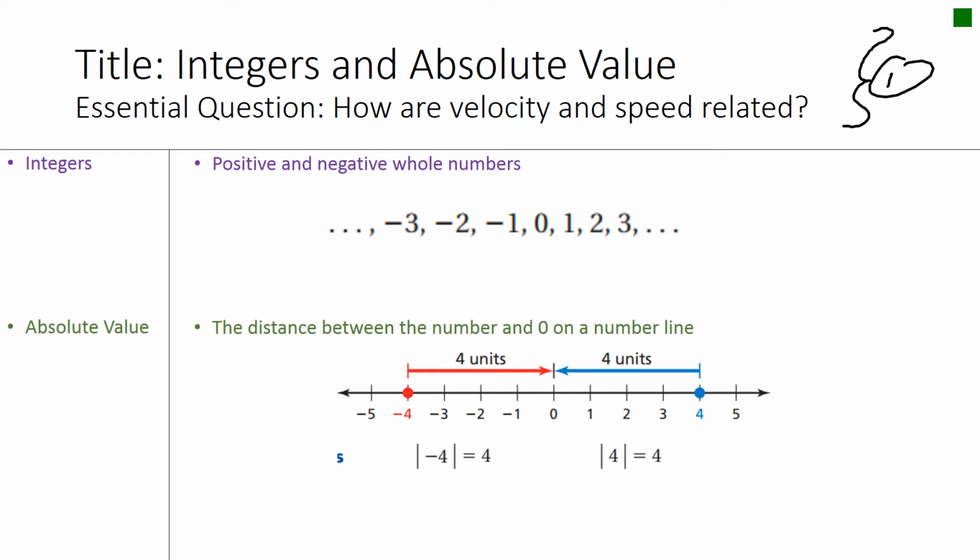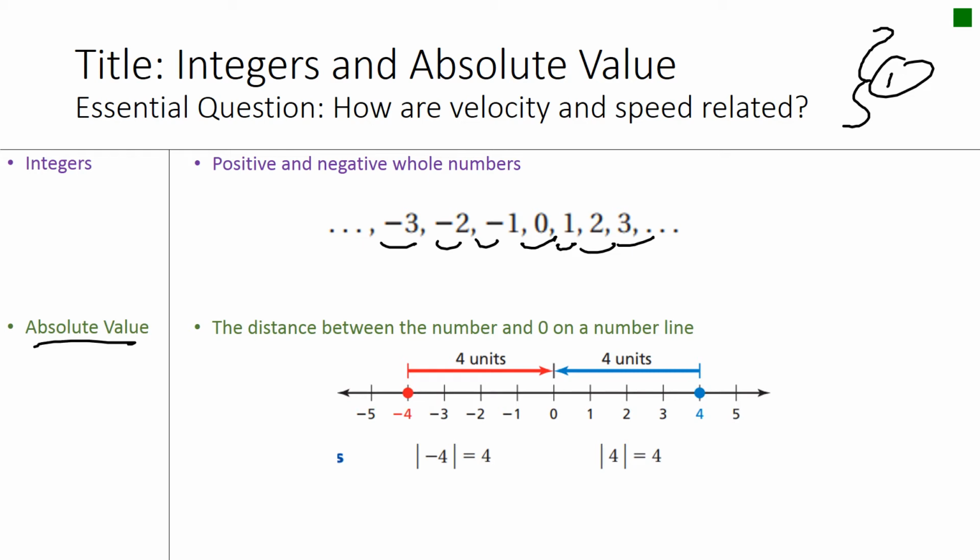All right. Integers and absolute value are our two vocab terms that we are going to be talking about. Integers are positive and negative whole numbers. -3, +3. -2, +2. -1, +1. 0, and so on and so forth, are integers.